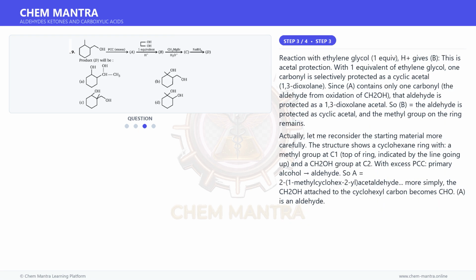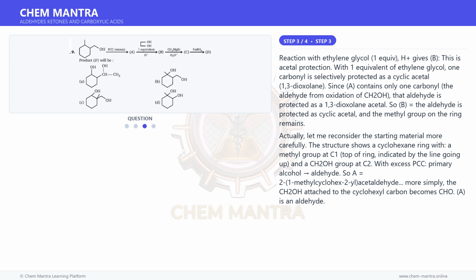Moving on to the next step. Reaction with ethylene glycol, 1 equivalent, H+ gives B. This is acetal protection. With 1 equivalent of ethylene glycol, one carbonyl is selectively protected as a cyclic acetal, a 1,3-dioxolane. Since A contains only one carbonyl, the aldehyde from oxidation of CH2OH, that aldehyde is protected as a 1,3-dioxolane acetal. So, B is the aldehyde protected as a cyclic acetal, and the methyl group on the ring remains.